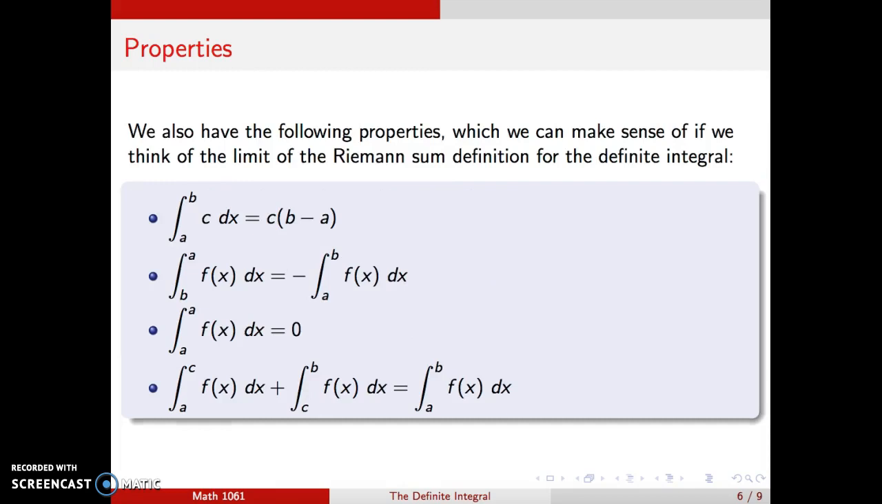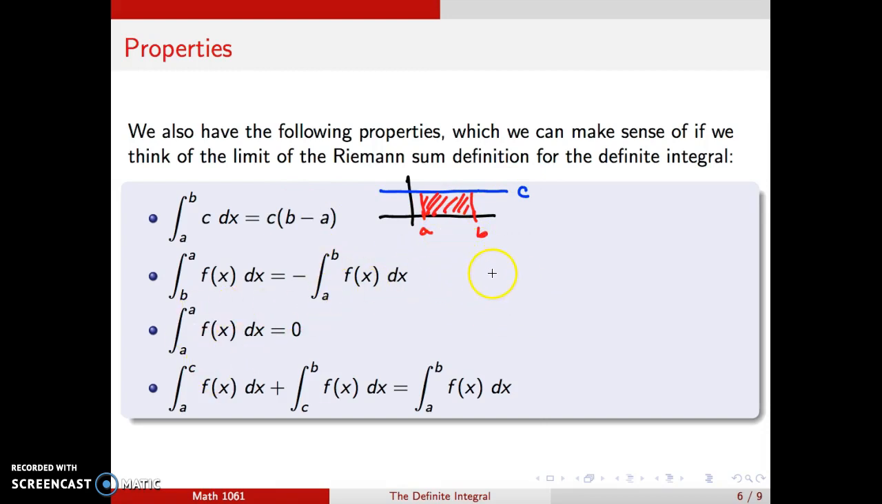A couple more that are kind of special for definite integrals. This first one, if you think about, if you've got a constant function, the definite integral from a to b, without even doing any fancy calculus stuff, that height is going to be c, that width is b minus a, so think of it as an area. If c was negative, it would be this similar type of thing, c times b minus a.